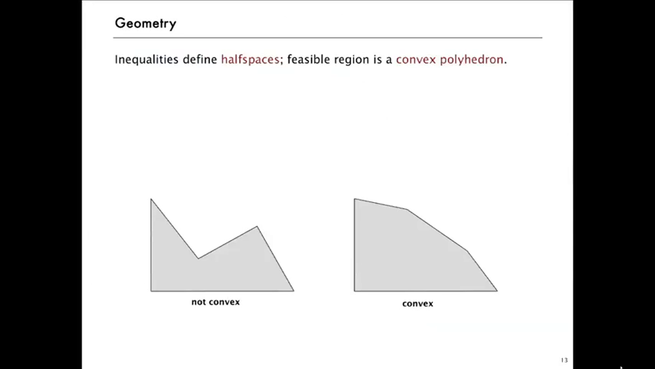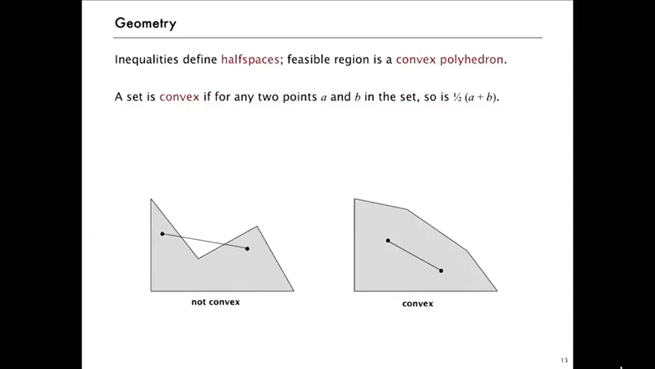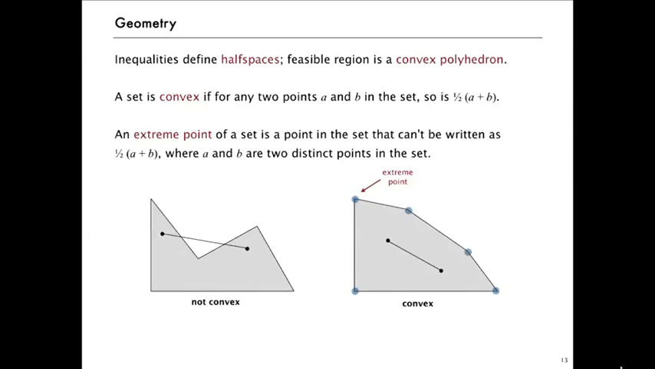Now just a little bit more about the geometry before we get to the solution. Again, the inequalities define half spaces, so when you intersect them you get something convex. You can't get something like this because the half space would just chop it off. So that's really important, and that's in 2 dimensions. Convex just means that if you have 2 points that are in the set, everything on the line between them is also in the set.